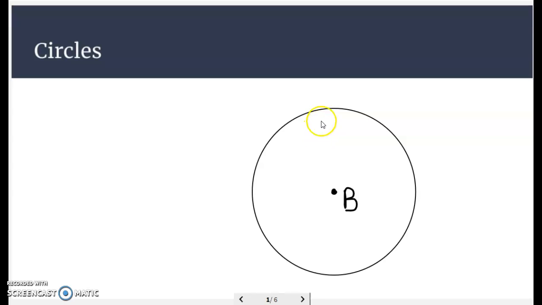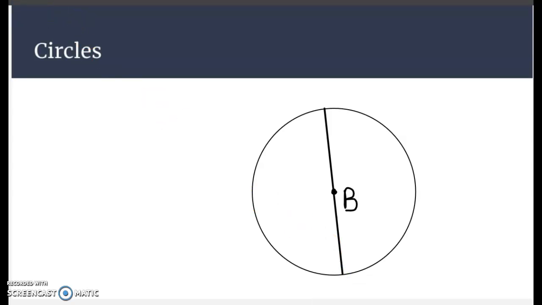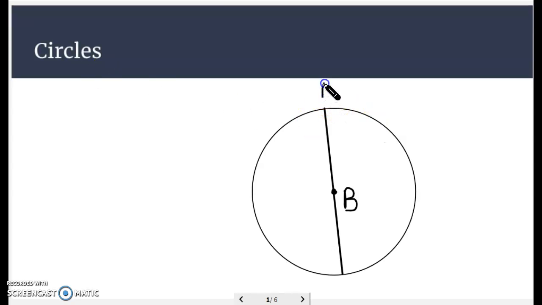And a couple items about a circle, there's several, but let's say we have a straight line that goes through the center. From edge to edge, passing through the center, and let's say it's point A up here and point C down here. We would call that a diameter. The circle has diameter AC.